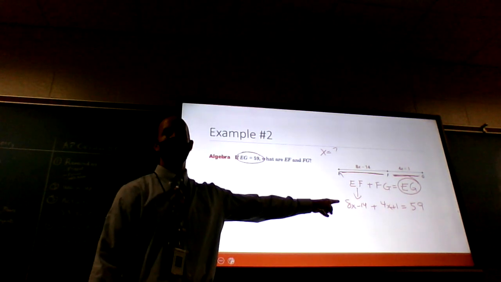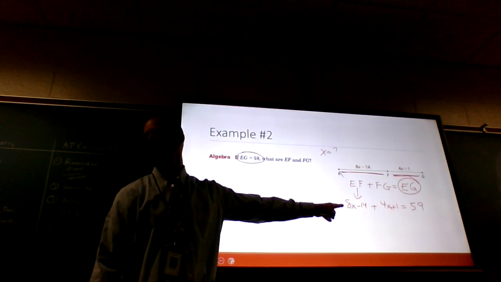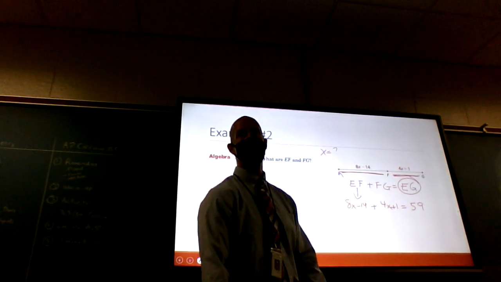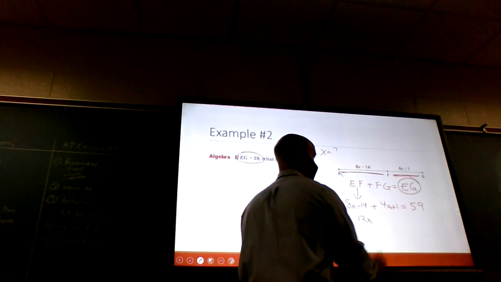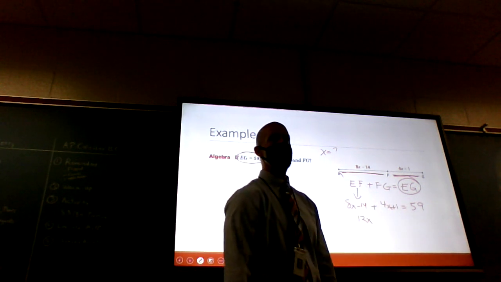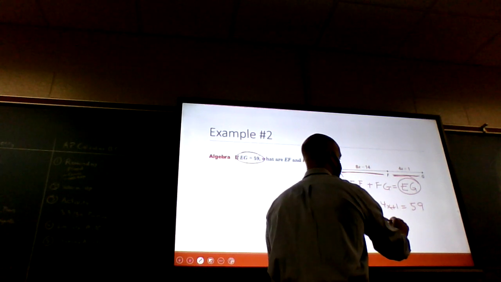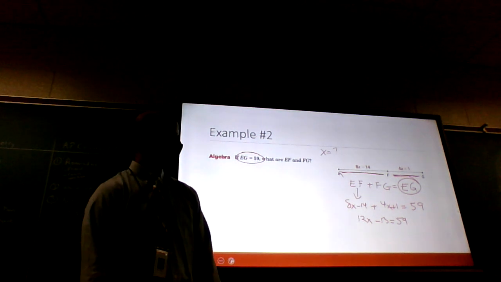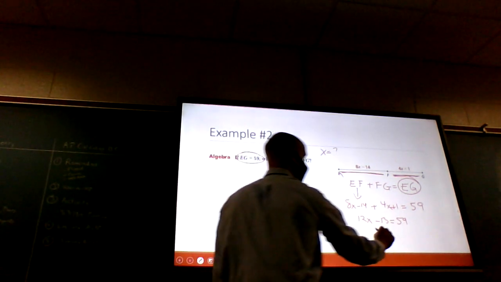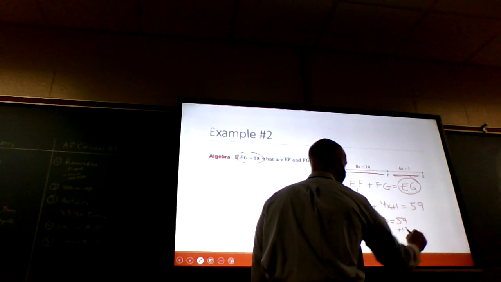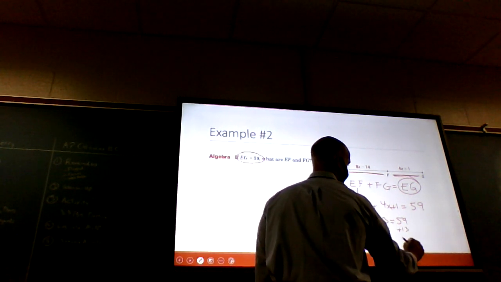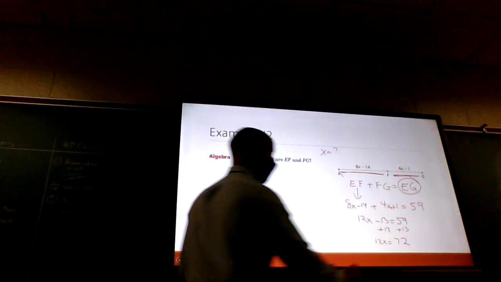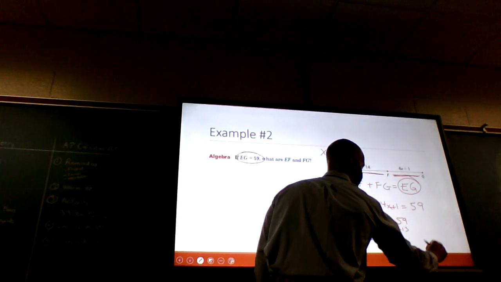Now, how in the heck do you solve that? Well, now we're doing Algebra 1 stuff, which you guys all took already, right? So you remember that. What's 8x plus 4x? That's 12x. What's negative 14 plus 1? Negative 13. Now what do I do? Add 13 to both sides. So that gives me 12x equals, and I think that's going to be 72. And now what? Divide by 12. So x is 6.